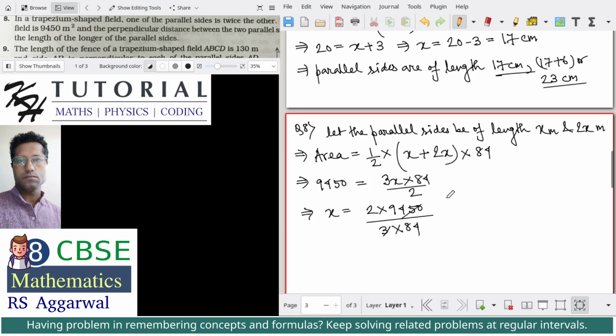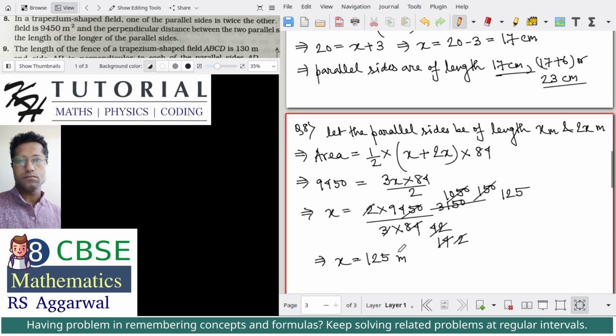So 3 divides 9450 with 3150. 2 divides 84 with 42, and 3 divides 42 with 14. 3 divides 3150 with 1050, and 7 divides 14 with 2, 7 divides 1050 with 150, and 2 divides 150 with 75. So x is equal to 75 meter.